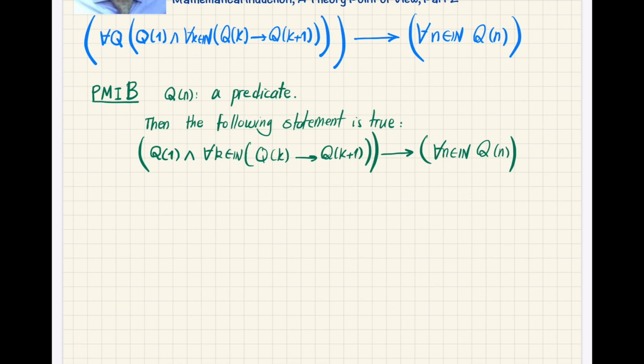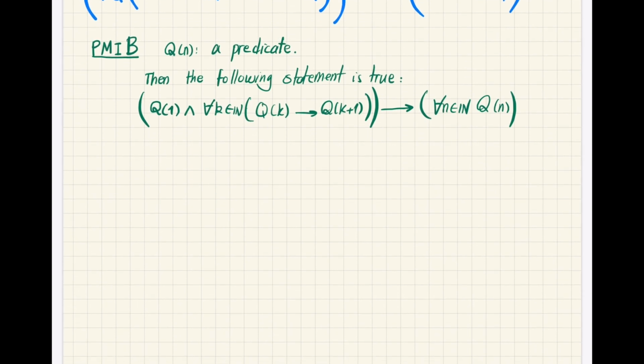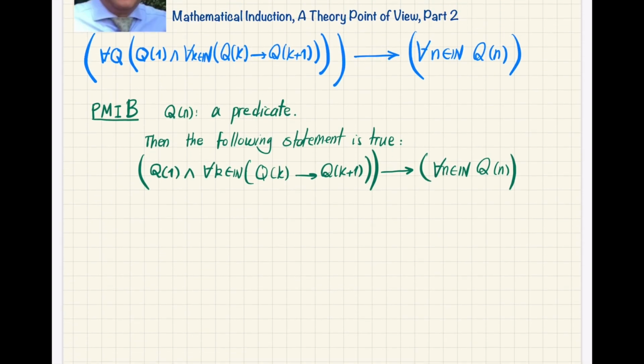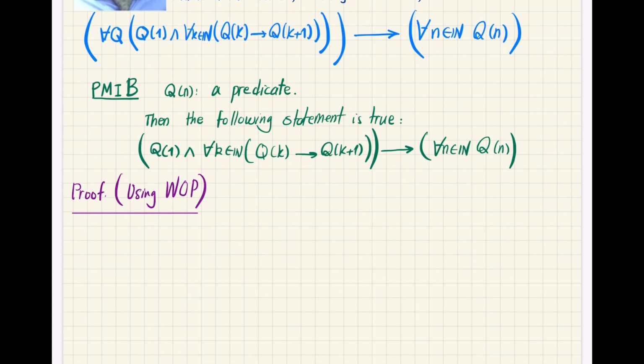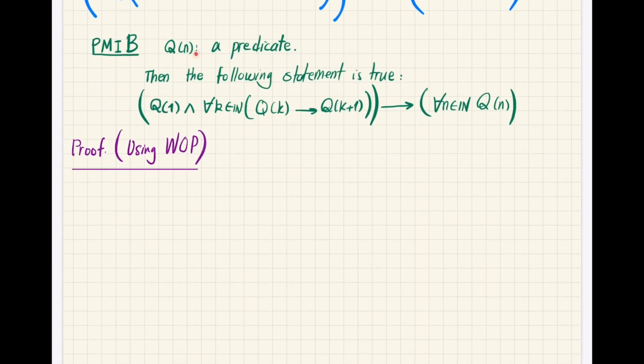Okay, so let me just do the proof here, because I want you to see what the minor differences are. So let me write here: proof using WOP, the well-ordering principle. What I know is that Q of n is a predicate, and I want to show that this statement, which by the way is a conditional statement, so this is the premise and that is the conclusion, is true. So you see, this is a conditional statement. I want to show that the conditional statement is true.